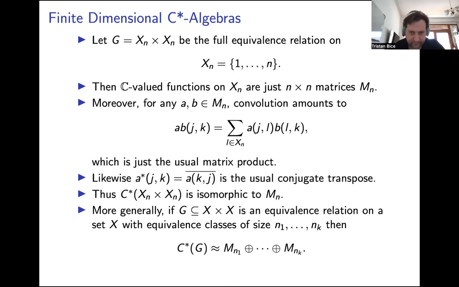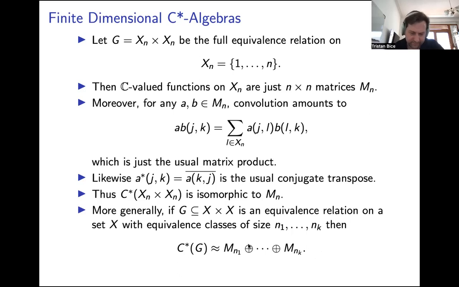So, and you can generalize this further. You can say, well, I can take any equivalence relation on some finite set X, right? And then you can partition, by definition, this X into equivalence classes of some sizes. It's not a priori clear what they are, but there will be some finite n1 to nk that denote the size of all the equivalence classes. And just as here we saw that the C-star algebra of G is Mn, here the C-star algebra of G would be Mn1 plus Mn2 and so on, right up to Mnk.